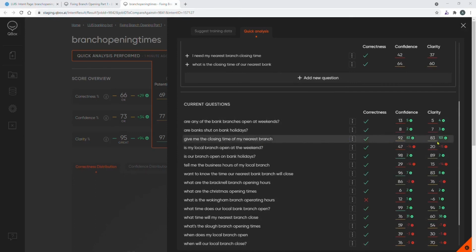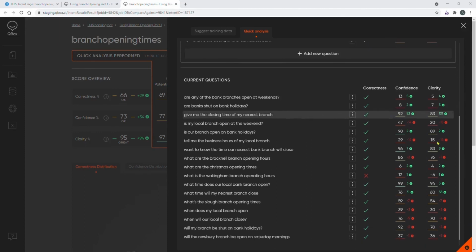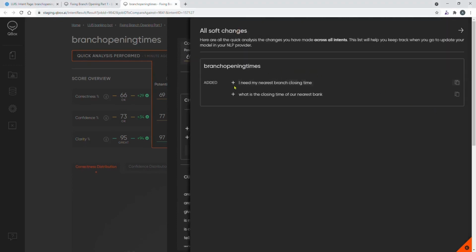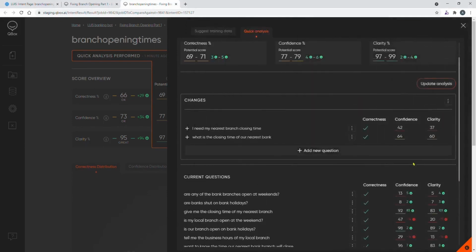I can also see the impact of the other utterances too, and we've got some good and some bad. When I'm happy with those changes, I can then add them for real in my LUIS model by clicking here and copying each one to the clipboard and putting them into LUIS. I would then need to run a full test in QBox to see not only the impact of this intent, but the other intents within the model.